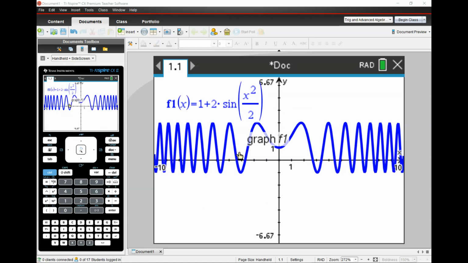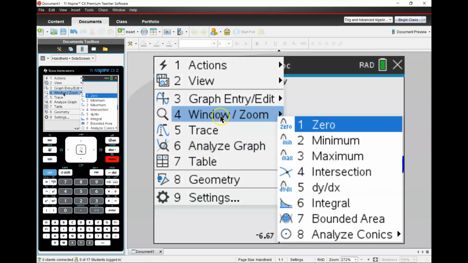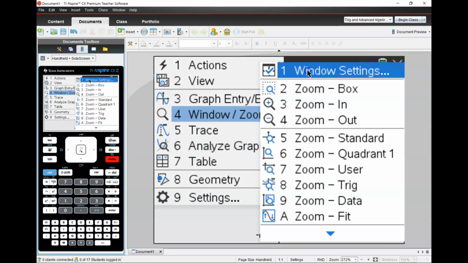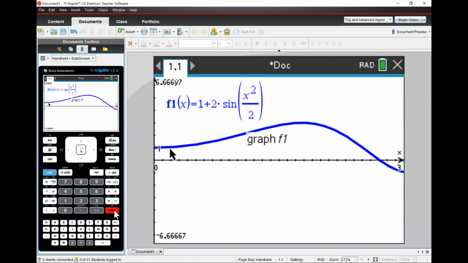First of all, this window is not useful at all, right? So what I want to do is go to menu, window settings. We know that X min can be 0. And in the whole course of this problem, we're between 0 and 3, right? So why don't I go to 3 here? And let me just see how that looks. That's how that looks.